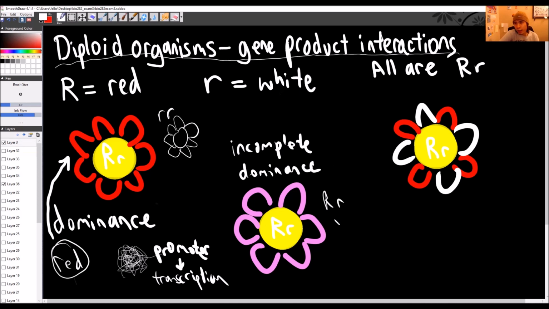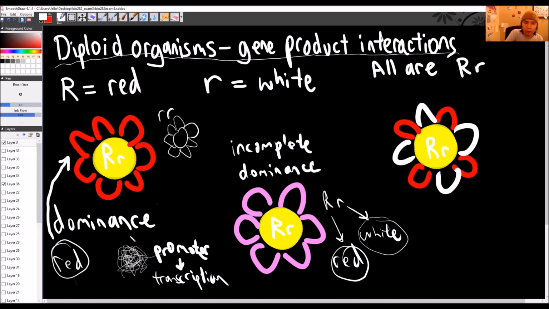The biological mechanism that might explain this would be that big R produces a red protein pigment, and the little r produces a white protein pigment. In the previous example, I gave a loss of function protein where it didn't even code for a pigment, but this one does code for a pigment.